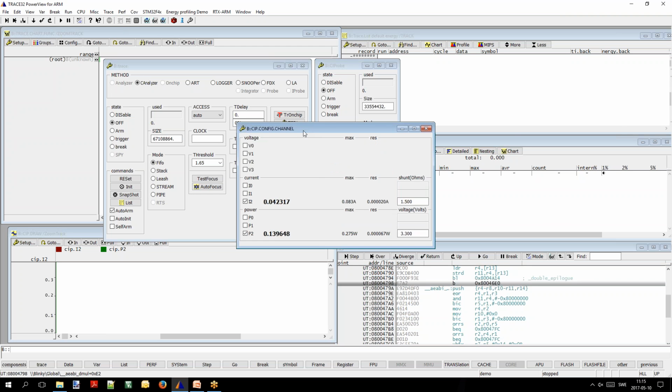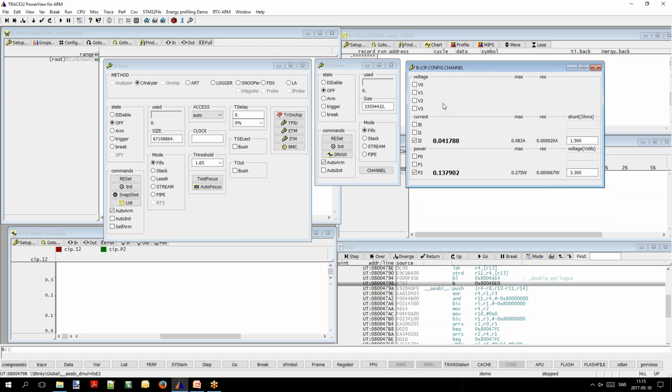I have had my startup script configure the channel which I would like to use. The startup script told Trace32 I would like to use channel I2, and I have a shunt resistor of 1.5 ohm. Then I'm using power channel 2, which takes I2 as an input, and the value will be multiplied by the static voltage for my target, which is 3.3 volts. Okay.